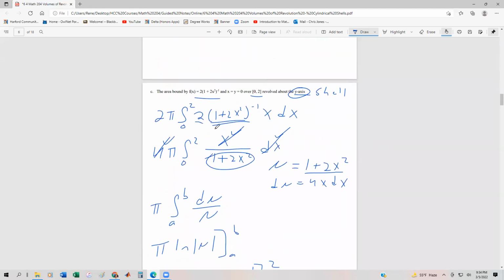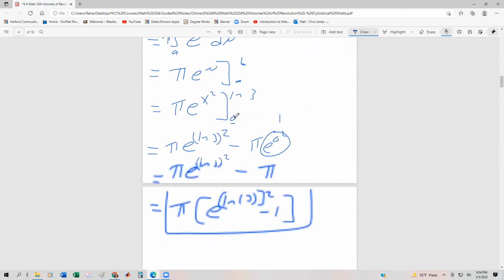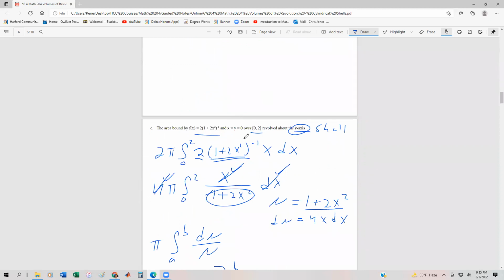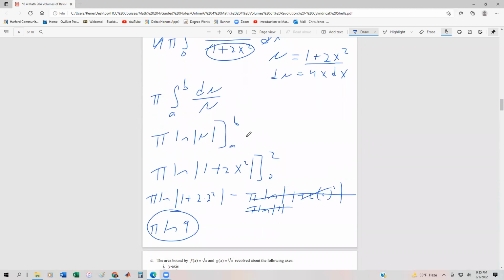Not too difficult, but just two examples of using a u substitution, which is a common technique when we have these transcendental functions or algebraic functions that aren't polynomial types with respect to the shell method. In the next example, we're going to take a look at a region bound by two functions and see how that works.